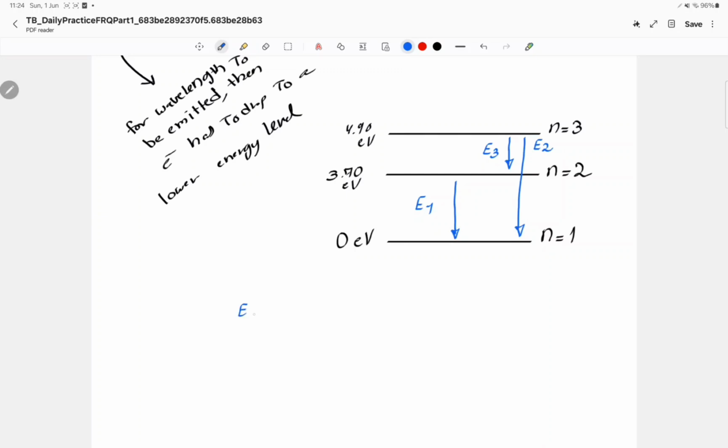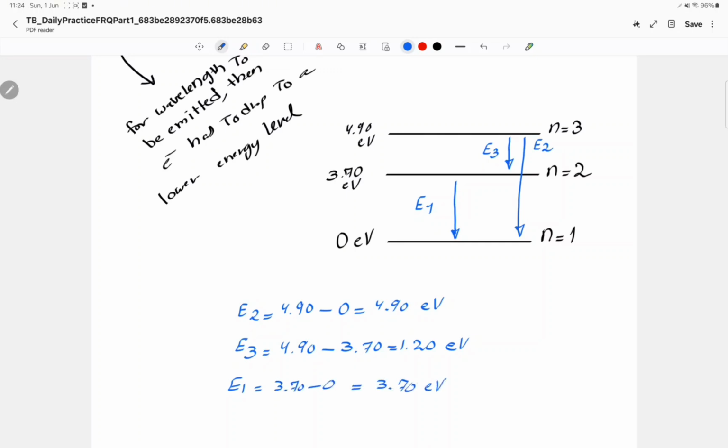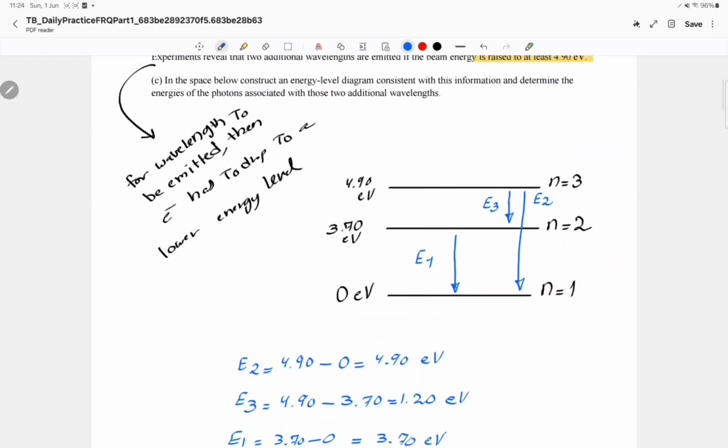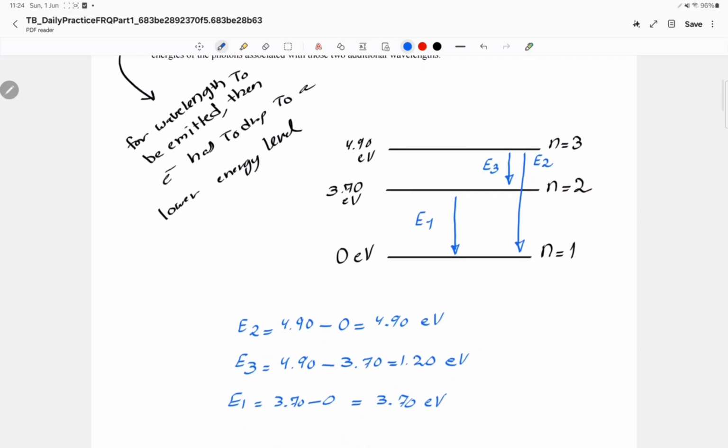So now E2 is equal to 4.90 minus 0, 4.90 eV. E3 is equal to 4.90 minus 3.70, 1.20 eV. And E1 is equal to 3.70 minus 0, which is 3.70 eV. So here we have our three possible energy states, okay, for the electron as it drops from a higher energy level to a lower energy level.